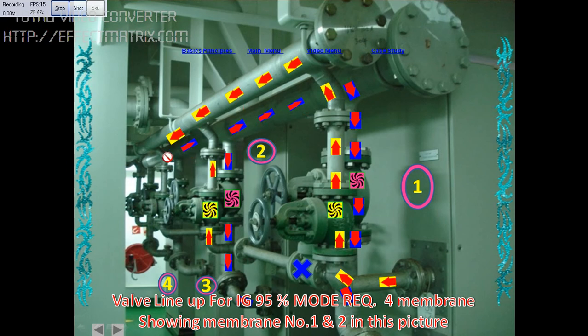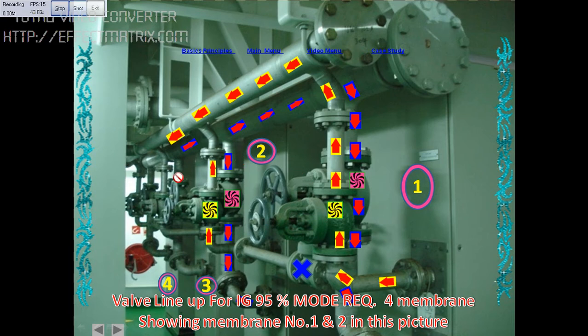This is the dry air coming from the compressor, and it is going to the membrane. In our case, we have four membranes here, membrane number 1, 2, 3, and 4, and we are lining up the valves for IG 95% mode, where we are using the four membranes. So the compressed air after the dryer is going to the membrane.